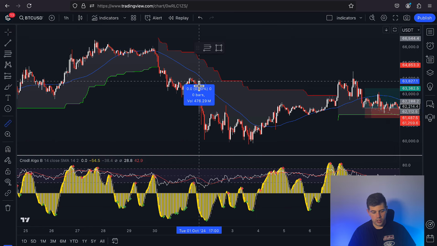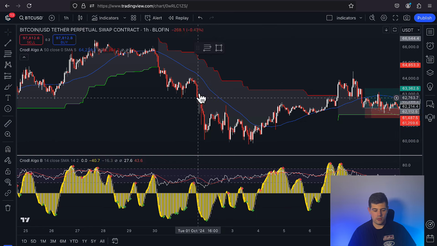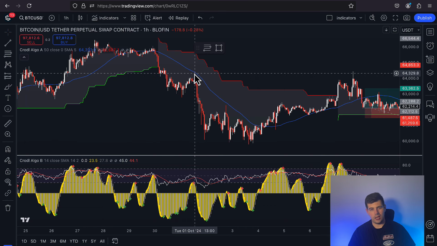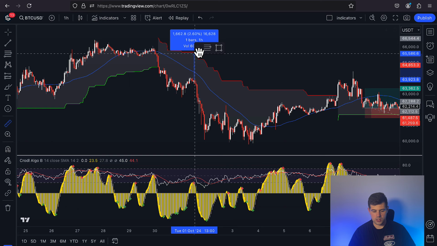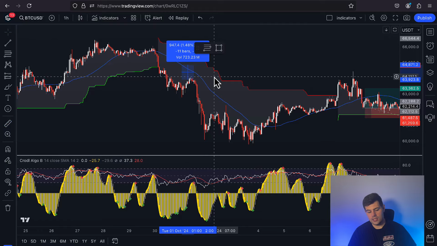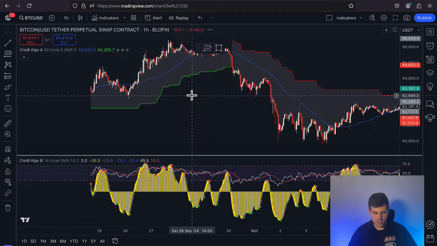Even though it did dump pretty good, I probably would have missed it, because again, you don't want to enter below this moving average, because then you have a very high stop loss. So you can see that's a 2.6% stop loss. Yeah, you can lower your leverage to make it not impact as hard, but still that's going against your strategy.